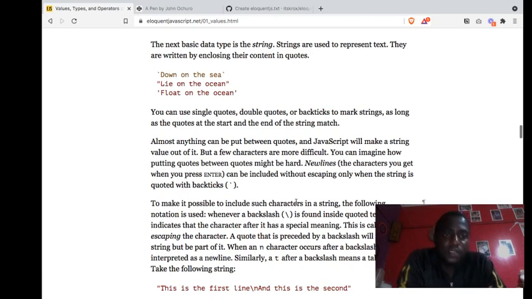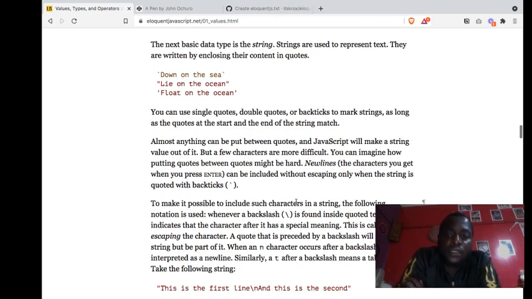Down on the sea, lie on the ocean, float on the ocean. You can use single quotes, double quotes, or backticks to mark strings, as long as the quotes at the start and at the end of the string match. Almost anything can be put between quotes, and JavaScript will make a string value out of it. But a few characters are more difficult.